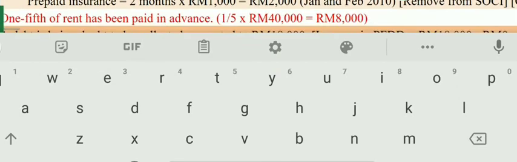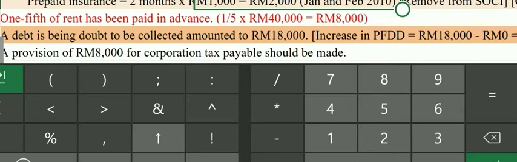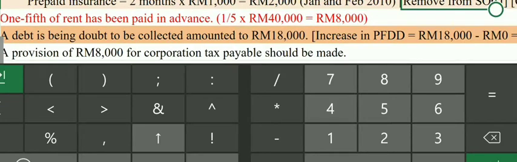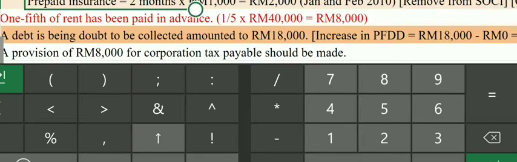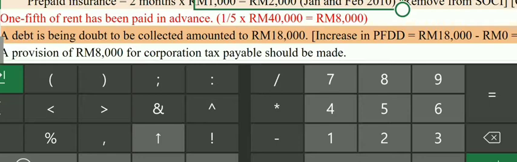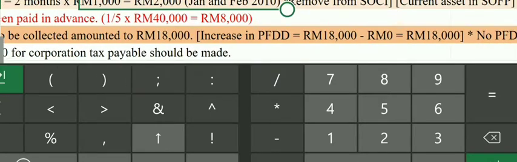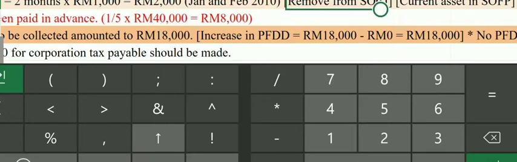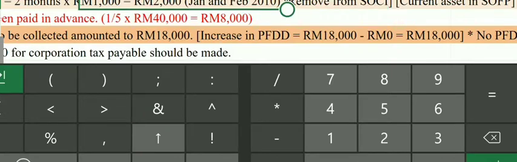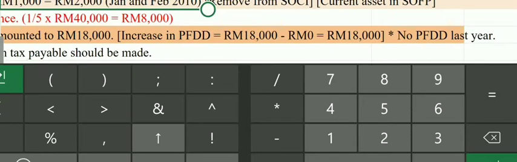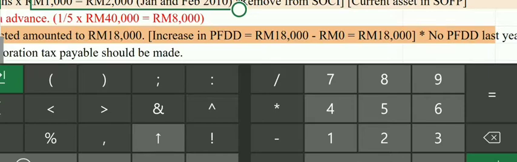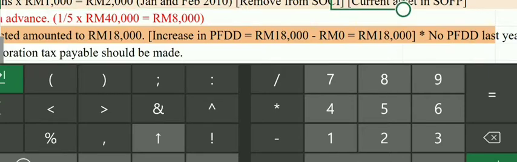How to calculate this? We take prepaid insurance, 2 months times 1,000 ringgit is 2,000 ringgit. This 2,000 ringgit is for January and February 2010. Because we paid this in advance, we should remove it from SOCI because this is for next year's SOCI. This 2,000 ringgit is not for this year's SOCI, but since it's our current asset, we must put prepaid insurance as current asset in SOFP.